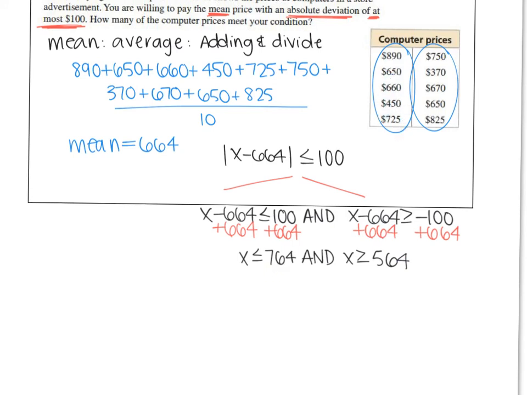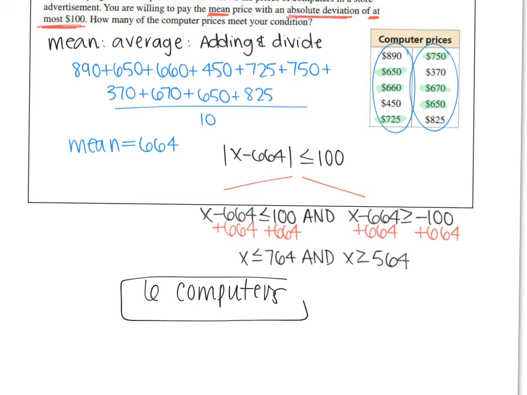Now let's look at the price of our computers. Which ones fit in that price range? I'm going to highlight them. 890 is too high, 650 is fine, 660 is fine, 450 is too low, 725 is in there, 750 is in there, 670 is in there, 650 is in there. So it looks like I've highlighted all the ones that will work for us. There are 6 computers in that range of 564 to 764.